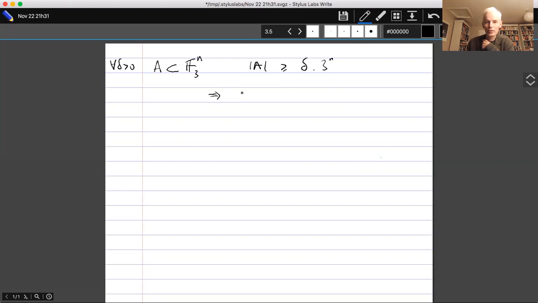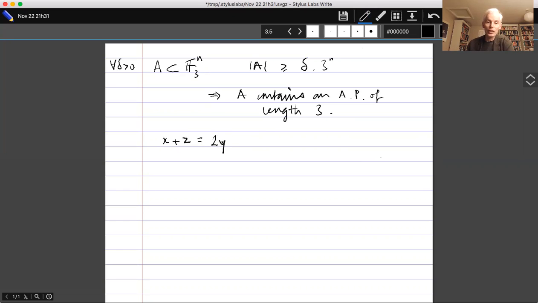then A contains an arithmetic progression of length 3. Now, what's an arithmetic progression? Well, it's a triple x, y, z such that x plus z equals 2y. But since we're in F3 to the n, we also insist that x, y, and z are not all equal, because otherwise you get a rather boring, degenerate arithmetic progression.